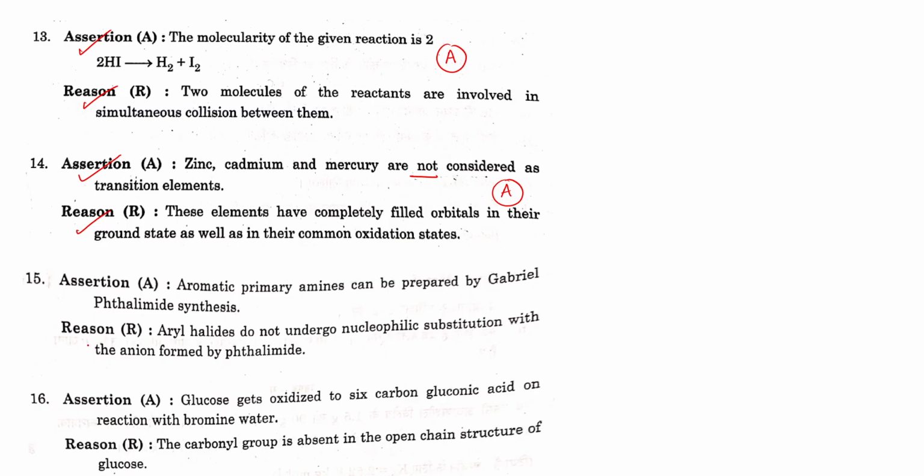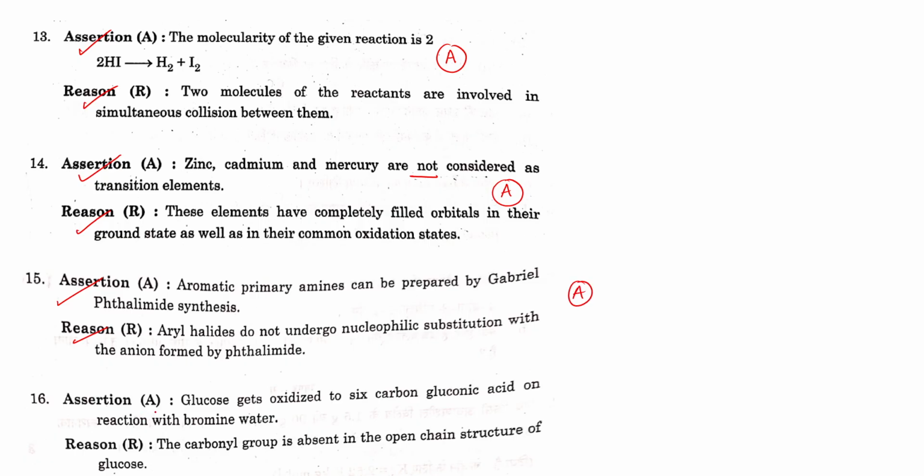Question number 15, aromatic primary amines can be prepared by Gabriel phthalimide. So the option is can be prepared by Gabriel phthalimide. Yes. So again, option A, assertion is correct. Aryl halides do not undergo this one. So I do not undergo. Yes, this is also correct. So option A is correct.